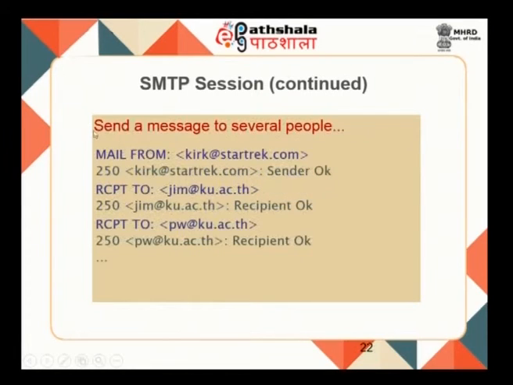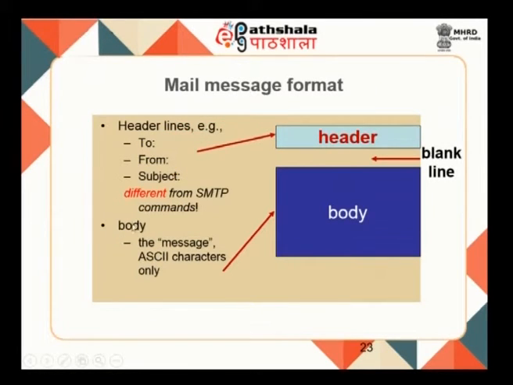You can also send a message to several people. So what would you do in that case? You will have your mail from, and then you can do rcpt to, you specify one name, again you get back a 250 response for that, again send rcpt to, send another name. So you can send as many names as you want, keep sending them as rcpt to commands, and you will get back your 250 responses for that, and then when you send your data, the data will be sent to all these recipients. Okay. So this is basically what we have as part of the SMTP exchange.